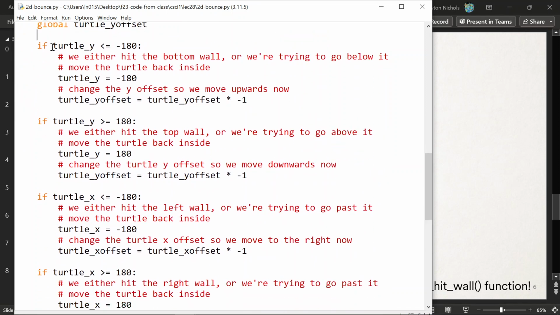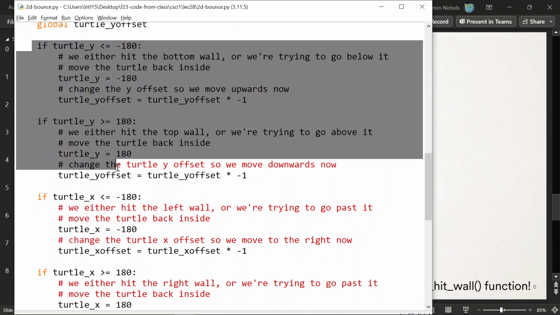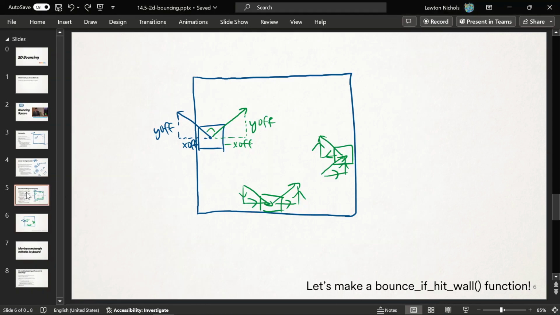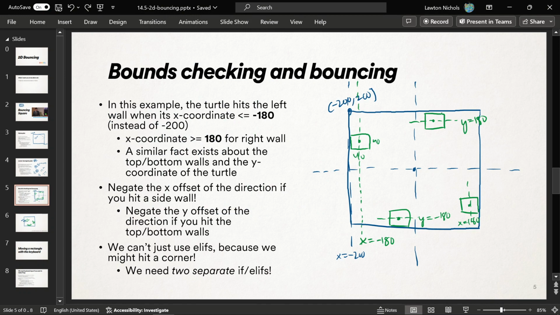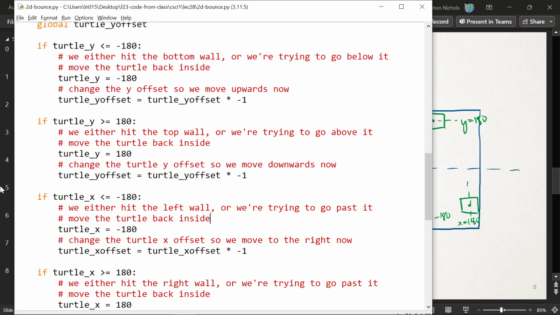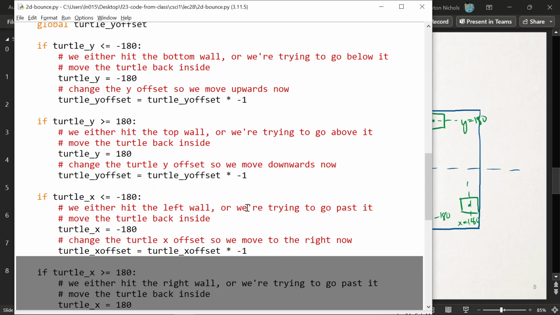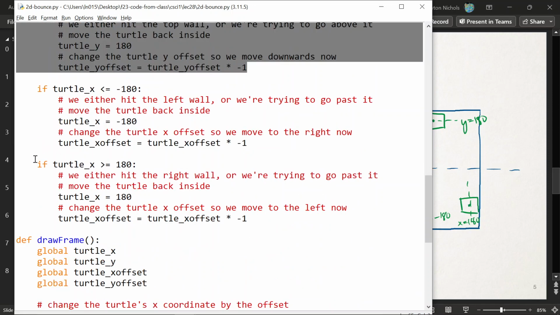And actually, you might remember me teaching you ifs and elifs, right? This is just a bunch of separate ifs, and there's actually a reason for that. Because what if this turtle really did hit the corner? What does it mean to hit the corner? That means we hit the right wall and the top wall at the same time, yeah? And so we should bounce off both of them at the same time. And so we have to be able to notice that we hit the top wall and the right wall separately. You see that? Because if it was an elif, we would never notice both at the same time. Does that make sense?